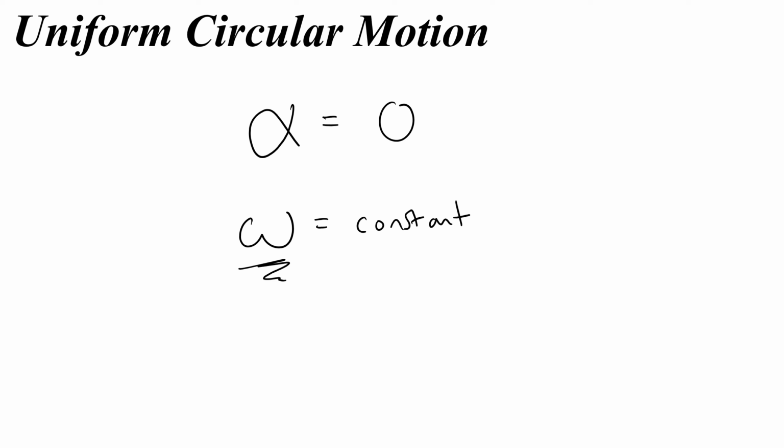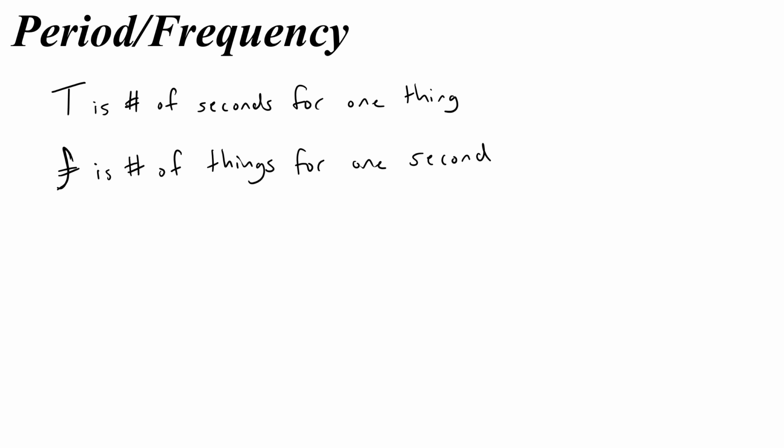In this video, we're going to talk about uniform circular motion, which is a special case of circular motion where alpha, the angular acceleration, is 0, and therefore the angular velocity omega is going to be some constant number. Usually we talk about force with uniform circular motion, but to get there, we first need to understand how angular velocity omega is often found by looking at these things called period and frequency.